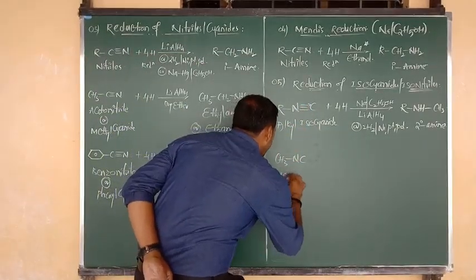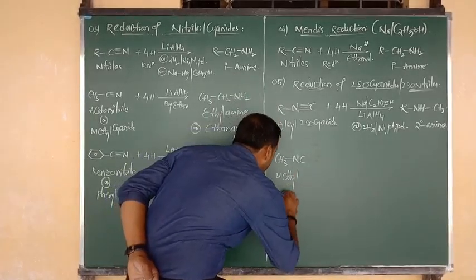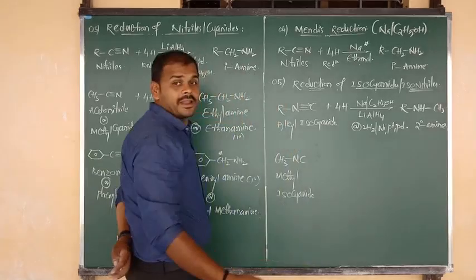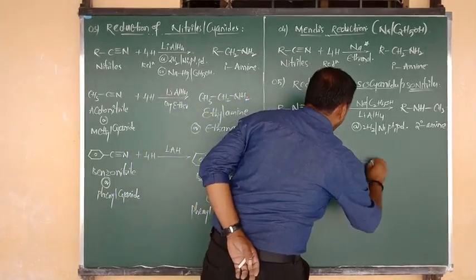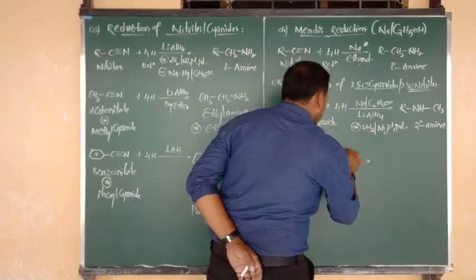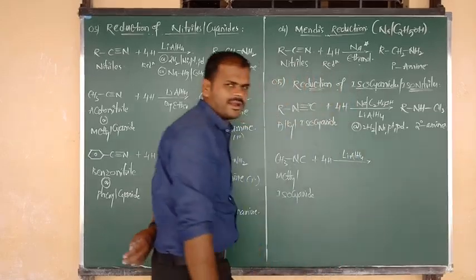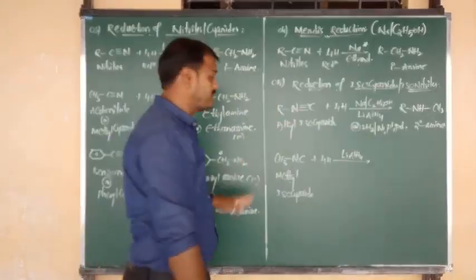Methyl isocyanide, CH3 bond NC. What is the name of this compound? Methyl isocyanide. It undergoes the process of reduction, meaning we have to add the 4 hydrogen atoms. By considering any one of the reducing agents, I am going to write lithium aluminum hydride. If you want you can write catalytic hydrogenation or sodium in place of ethanol.